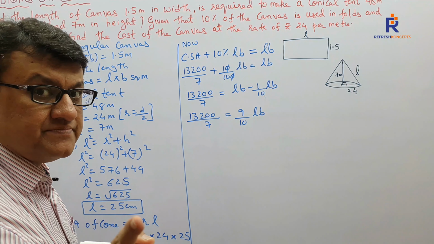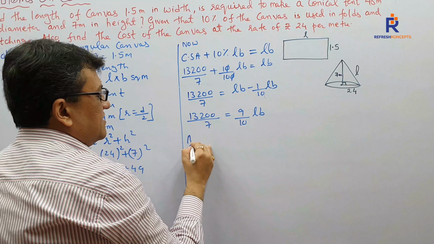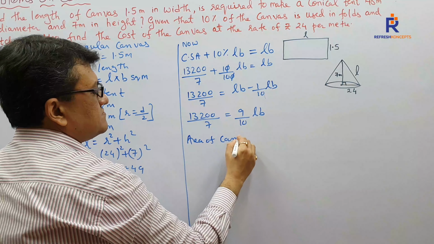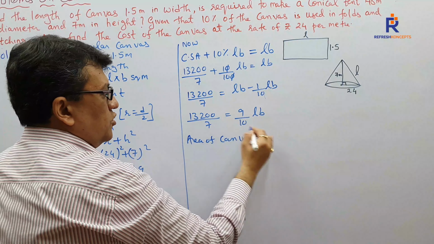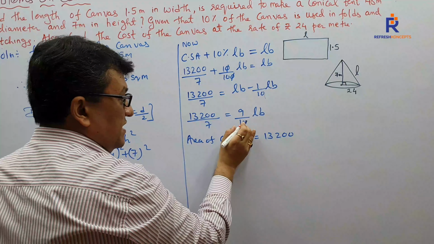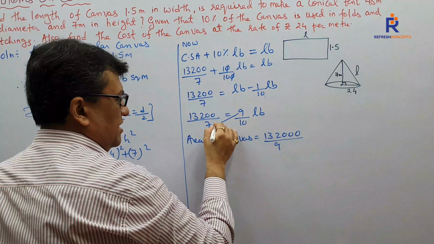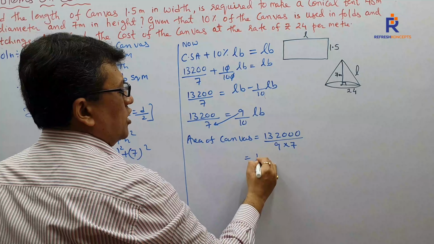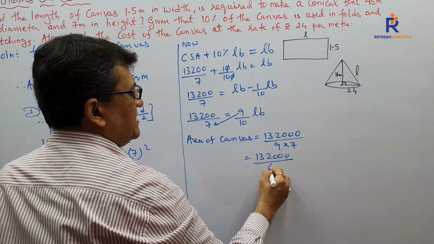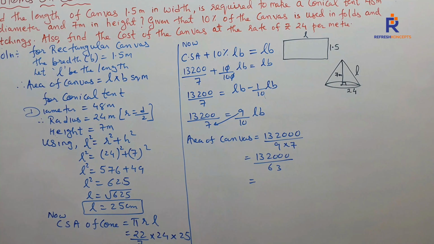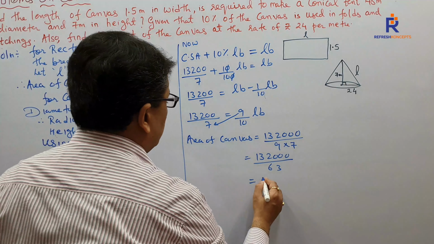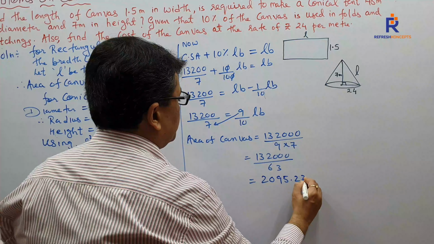So what is area of canvas? Area of canvas is, which is LB, 13200. This 10 goes over here, 0 by 9. This will come down into 7. On solving 13200 by 63, the answer you get is 2095.238.